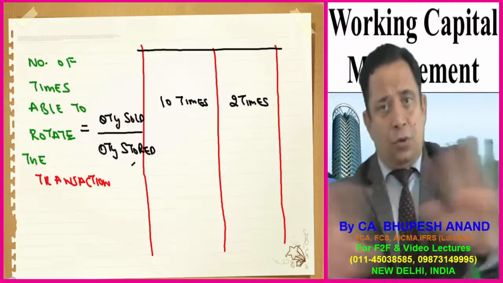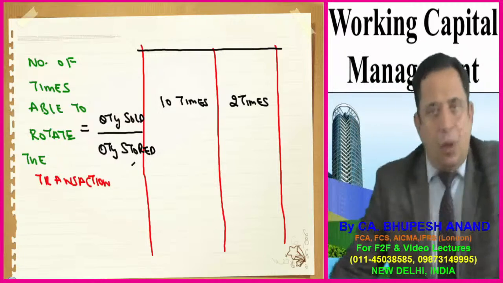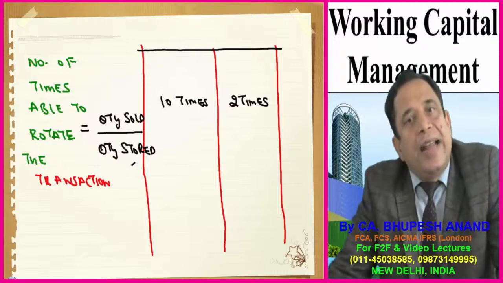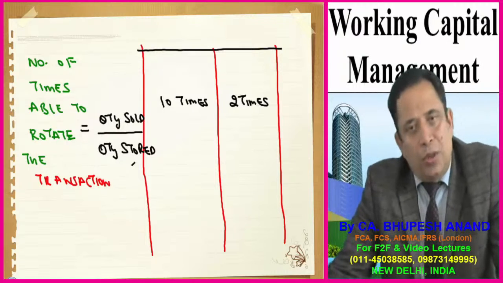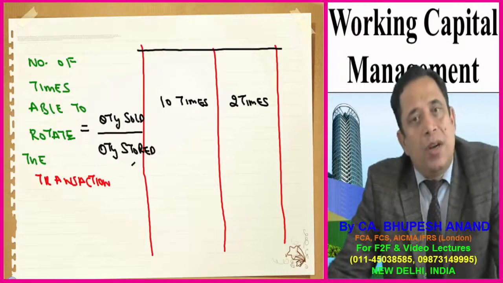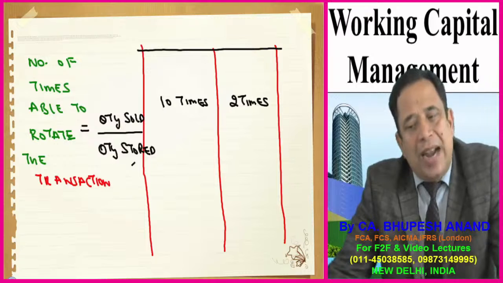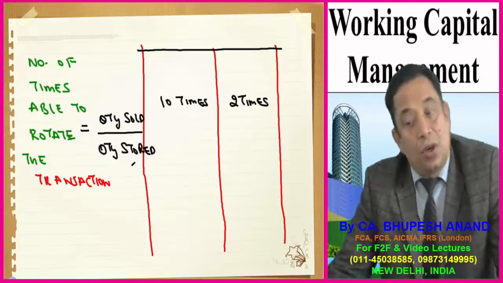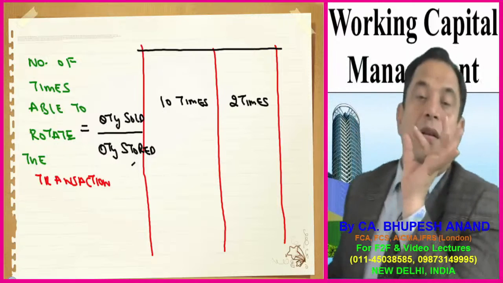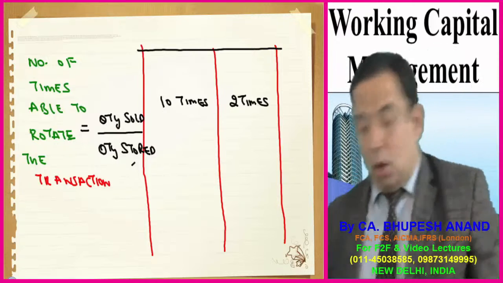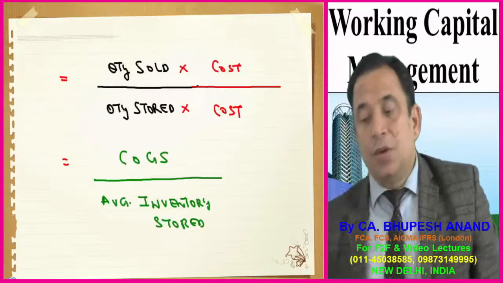So prima facie, if you are not aware of the formula, just tell me how you have calculated 10 times. That is quantity sold upon average quantity in stock. That is 1000 units I have sold upon average quantity in the stock is 100 units. That comes to 10 times. So now with the help of this relationship, quantity sold upon quantity stock, I will be telling you the formula.